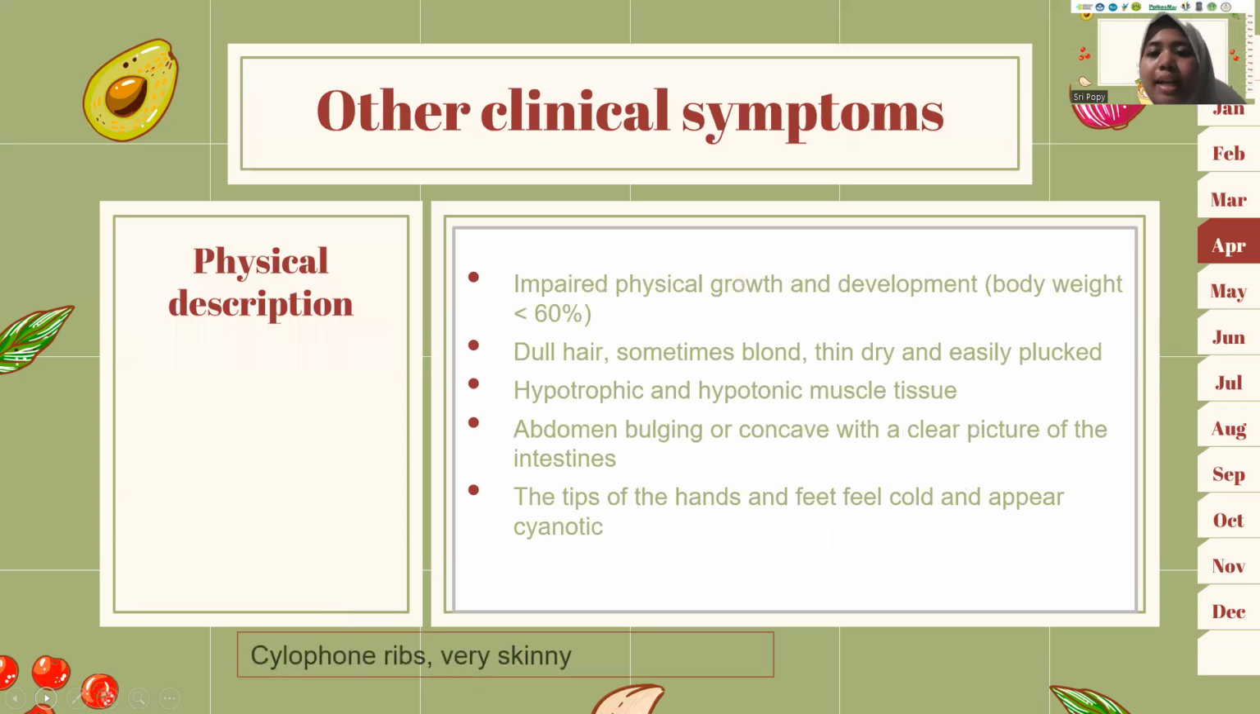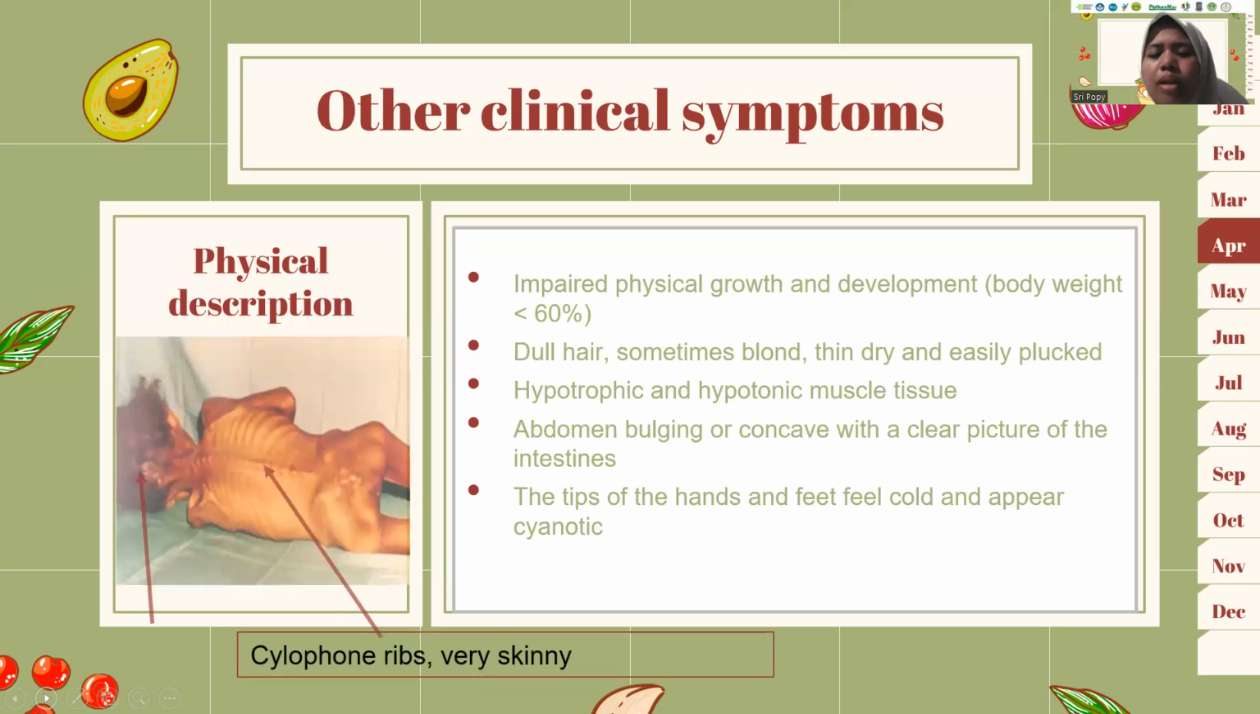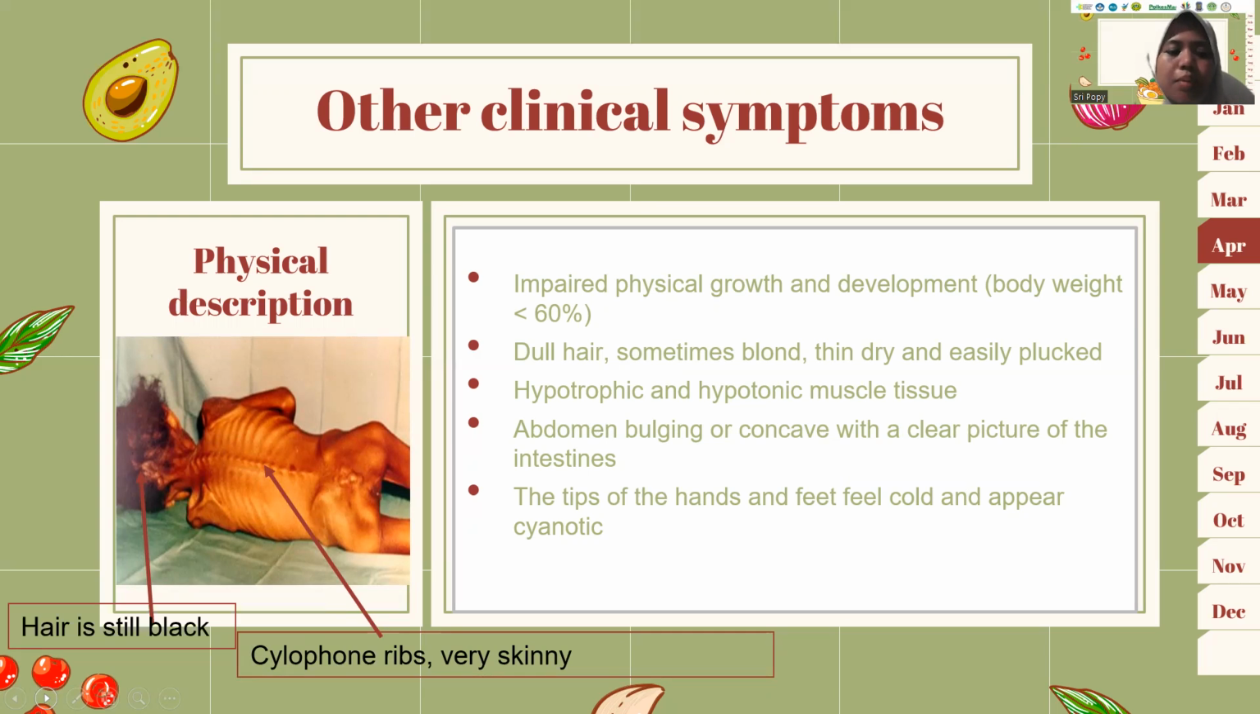Next, other clinical symptoms. Impaired physical growth and development of body weight, below 60% of normal. Dull hair, sometimes blonde, dry or easily pulled out, hypotrophic and hypotonic muscle tissue, abdomen bulging or concave with a clear picture of the intestines, hands and feet felt cold. This picture shows the physical description: hair is still black, with visible ribs and very thin skin.